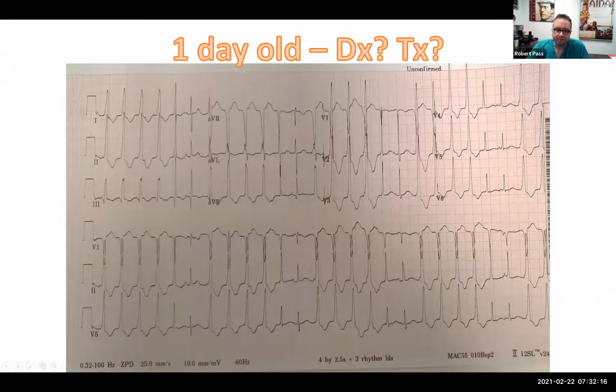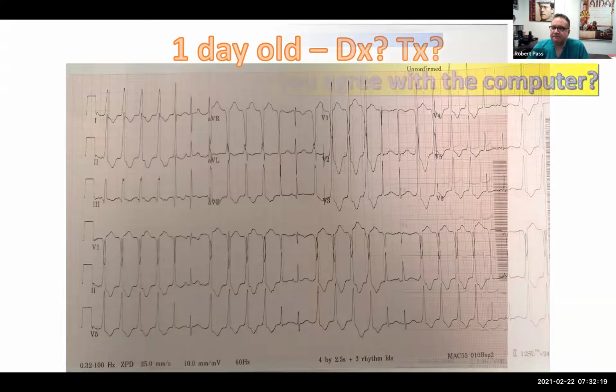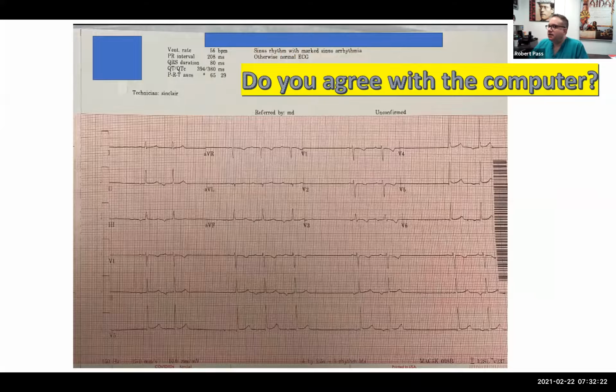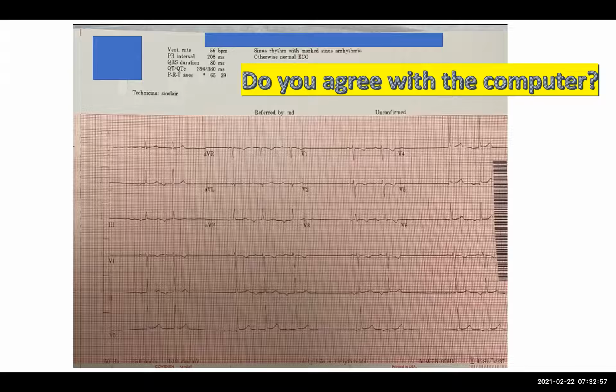It's a nice trace from one of our patients recently. Okay, this is an EKG that was sent to us, and the computer interpretation is sinus rhythm with marked sinus arrhythmia. And my question is, do you agree? Do you agree with the computer's interpretation? I think we will turn to Neha Alwalia, who I believe is in from Central Park at this point. Yes, that's correct.